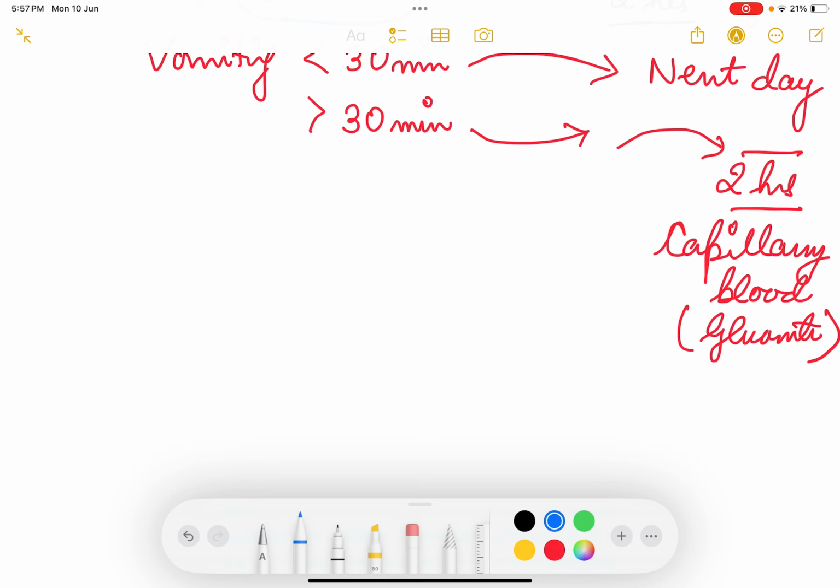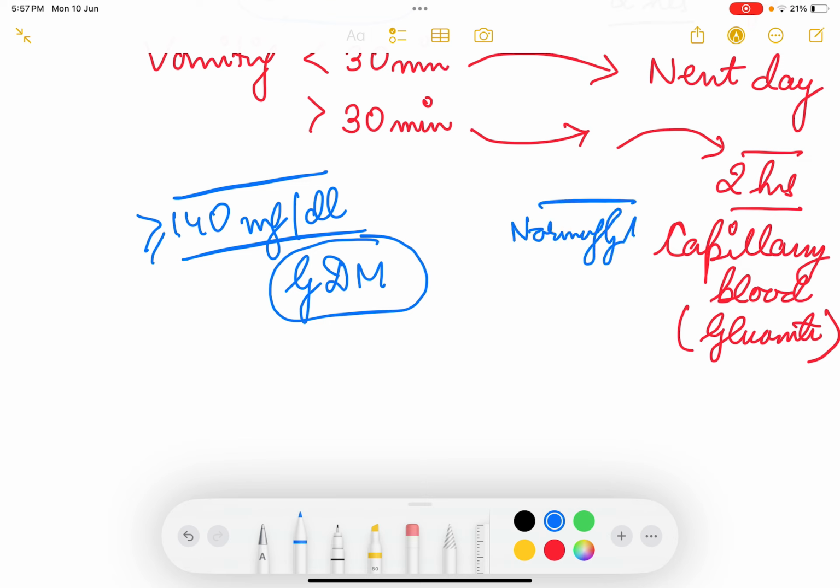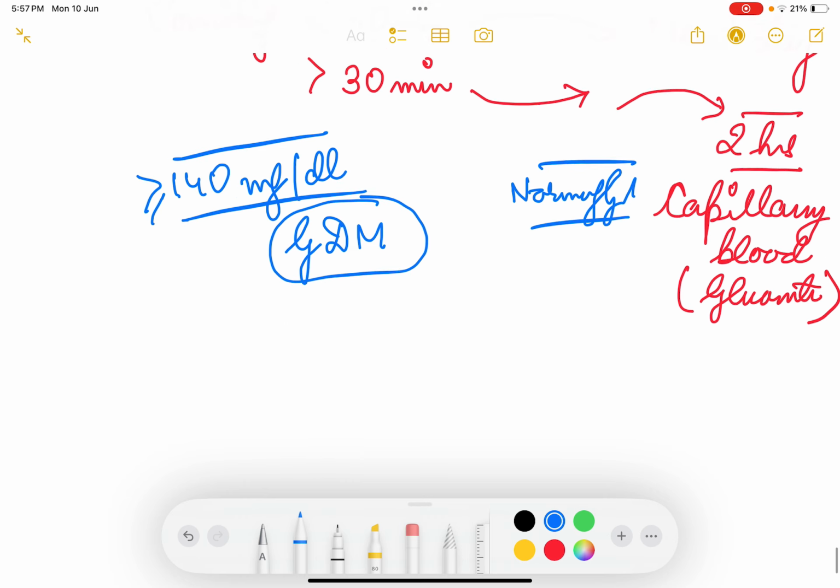If the blood sugar level is more than or equal to 140 milligrams per deciliter, 2 hours after taking the glucose challenge test irrespective of meal, then we say the patient is GDM, gestational diabetes mellitus. Whereas if the value is less than 140, then we say the patient is normoglycemic and she need not repeat the test. Now, at what gestational age do you do this test?